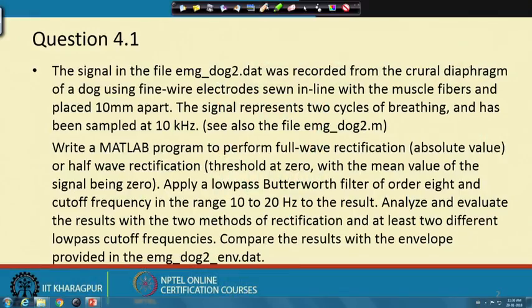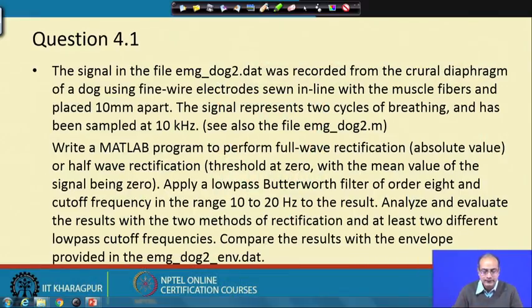So, now we are starting tutorial 4 with assignment 1. Here we are provided with the signal EMG_doc2.dat. It is taken from the diaphragm of a dog. Crural diaphragm means it is near the leg.